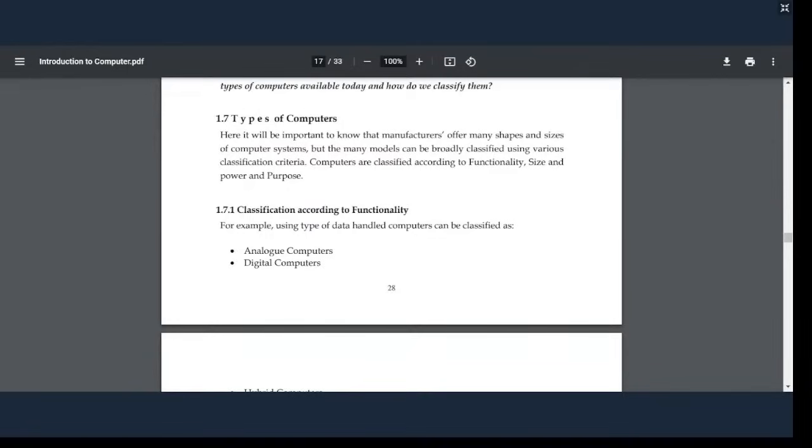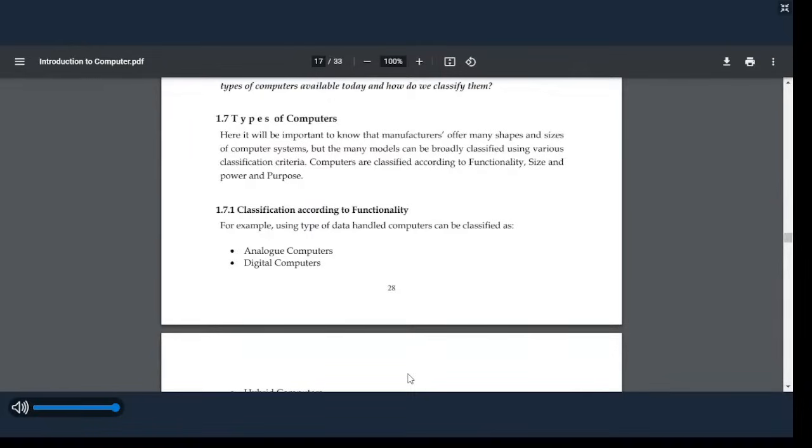Last time, I think we were able to do the evolution of computers. So today we are going to start with the types of computers. Here, it will be important to know that manufacturers offer many shapes and sizes of computer systems, but the many models can be broadly classified using various classification criteria. So computers are classified according to functionality, size, and power and purpose.